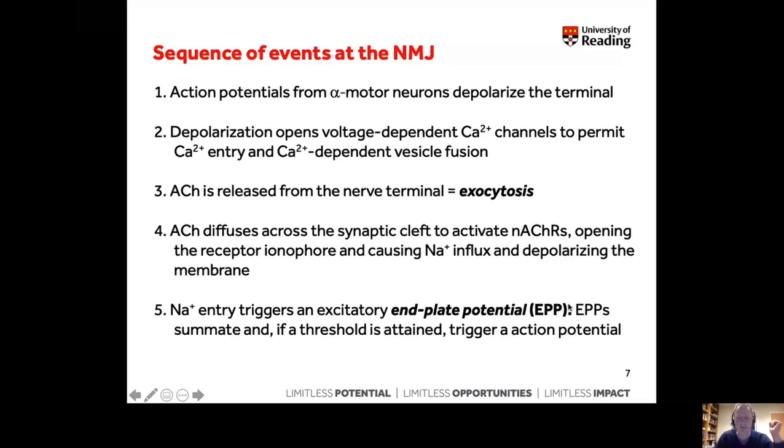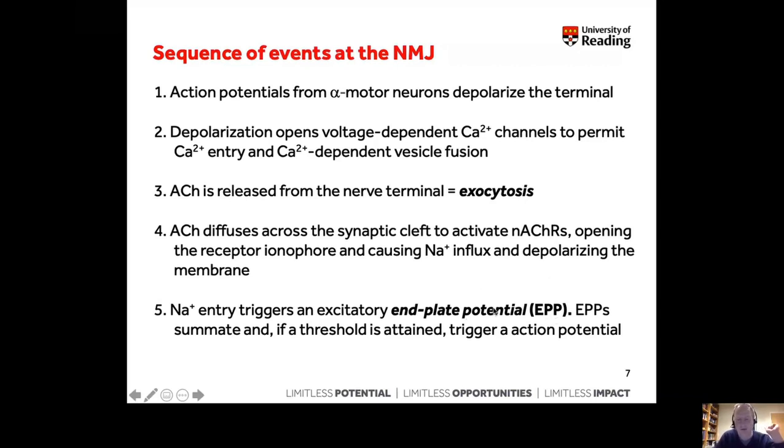We talked about action potentials, we talked about excitatory postsynaptic potentials and inhibitory postsynaptic potentials. This is another type of potential called an end plate potential, an EPP. Essentially, you can think about the EPP as analogous to the EPSP. The EPSP occurs at neurons. The EPP occurs at muscles.